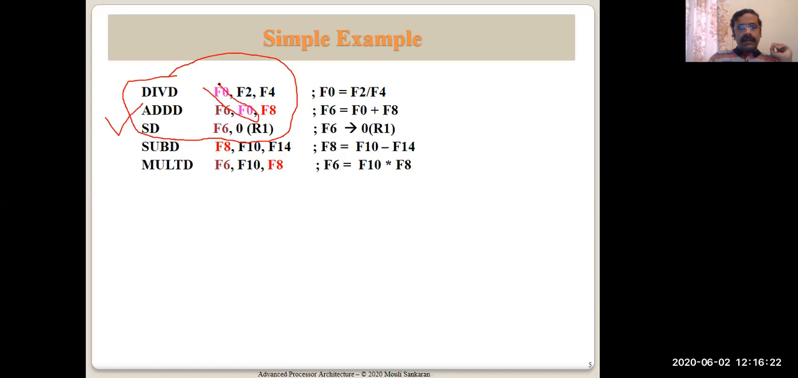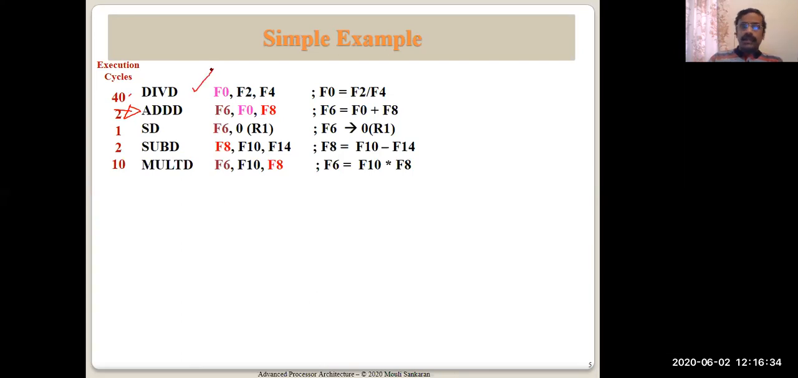There was a dependency here, because of which this instruction was not able to proceed further. If you recall, I told you that cycles are like this. So div started executing, but it will end execution only after 40 cycles. Very, very long instruction. Now, because of this, it needs the result of that div. So this cannot proceed further.